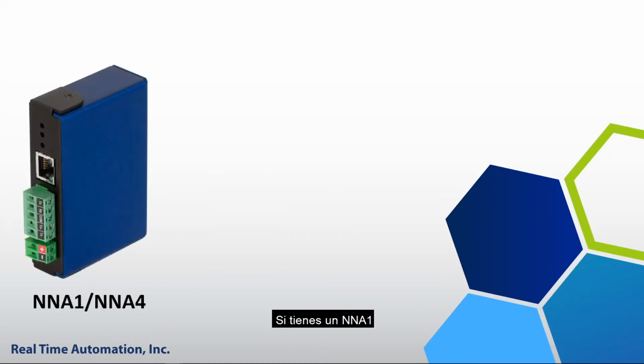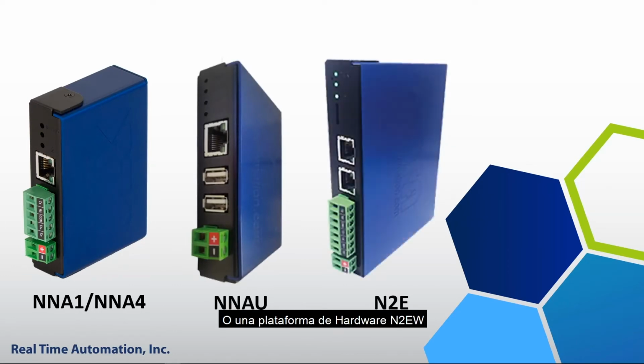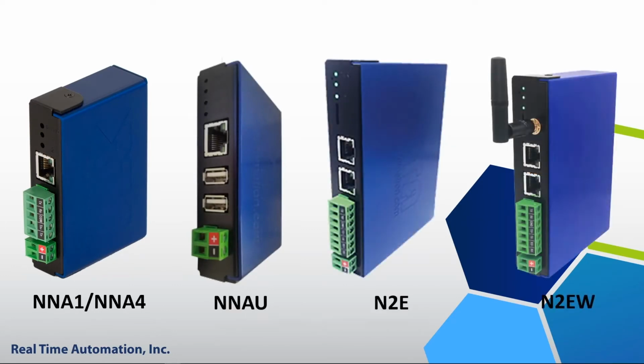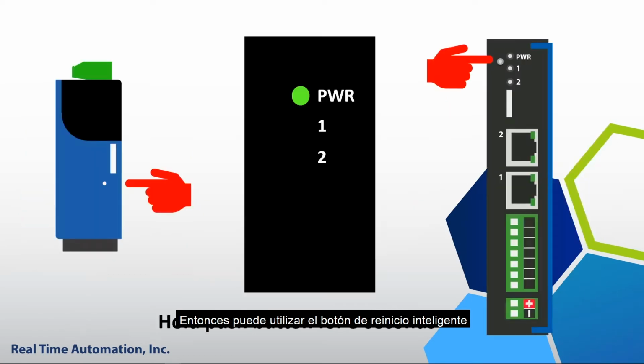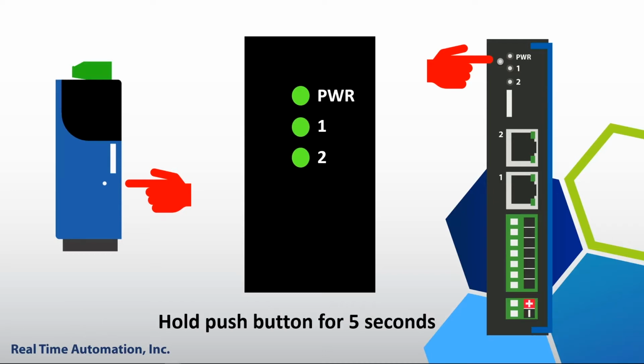If you have an NNA1, NNA4, NNAU, N2E, or N2EW hardware platform, then you can utilize the intelligent reset button. Insert something into the pinhole and hold for 5 seconds until LED 1 and 2 are flashing green. This means the IP address has been set back to factory default, which is DHCP.